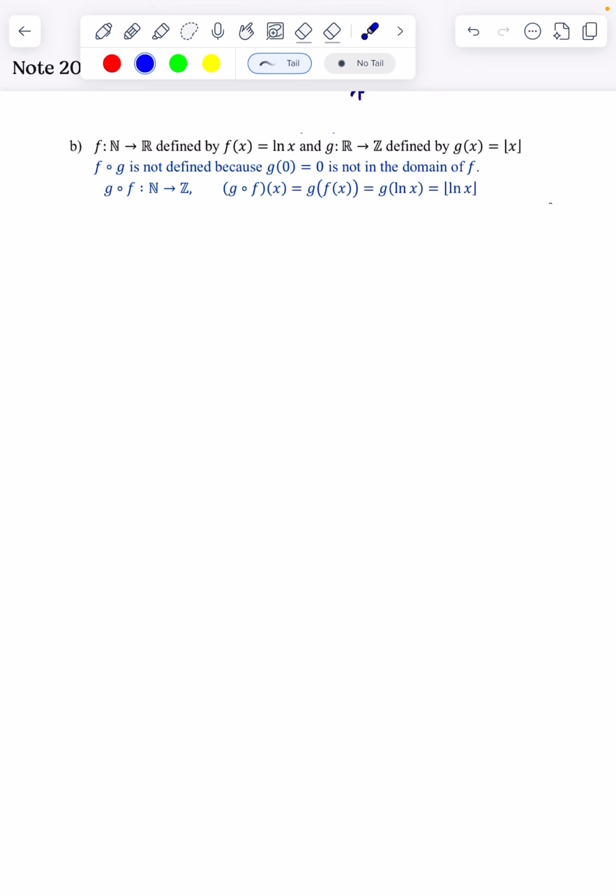Now we are going to check whether the composite function f circle g is defined or not. How can you check it? The second function's codomain should be a subset of, or equal to, the first function's domain. What is the second function's codomain? This is Z. The first function is defined only on N. So the integers are not a subset of the natural numbers. That's why it is not a composite function.